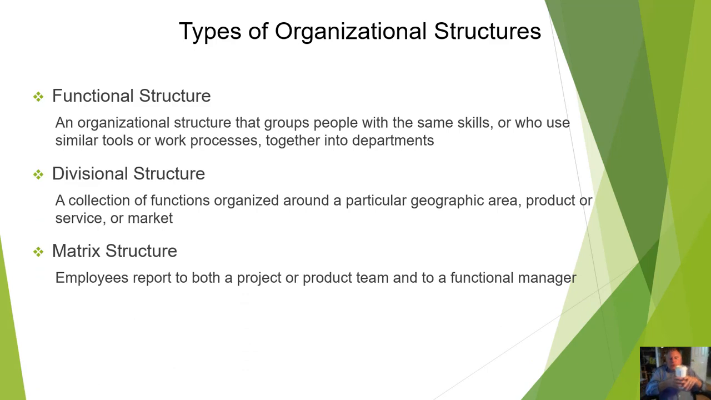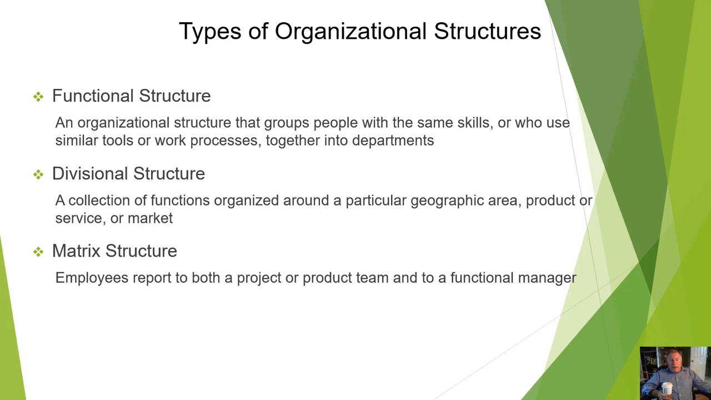The first is a functional structure. That's where you put people together with the same skills or who use similar tools or work processes. They're put together in departments by the function of what they do. The divisional structure is a collection of functions organized around a geographic area, product, service, or market. And then there is a matrix structure where employees report both to a project manager and a product team, and to a functional manager.